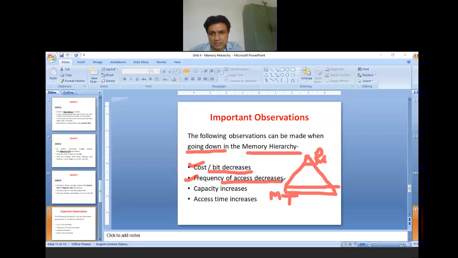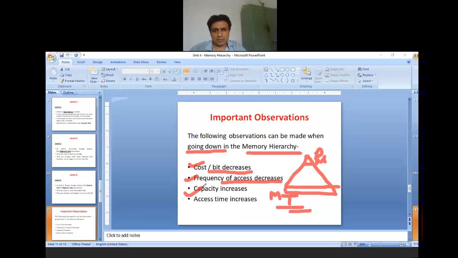The second point is frequency of access decreases. It means the access frequency decreases. Frequency of access means we can store very few instructions in the registers, and most of the data is stored in the magnetic tape, which is at level 4. So frequency of access decreases.